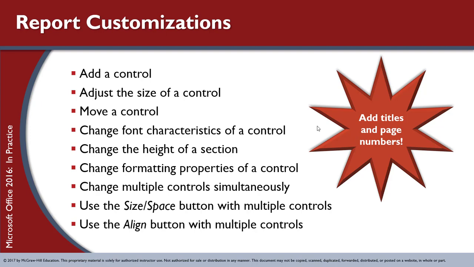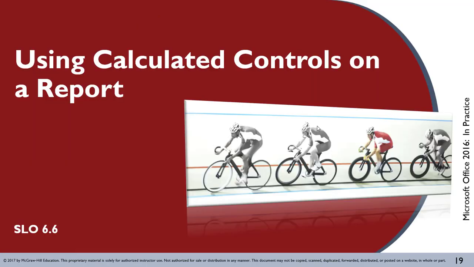Oftentimes, as we see in textbooks, they get a little overzealous in making controls a certain width and a certain height. But please go through this so you understand those properties, and do pay attention to some of the alignment tools in the contextual ribbon, things like aligning things at the top, or increasing or decreasing vertical or horizontal space.